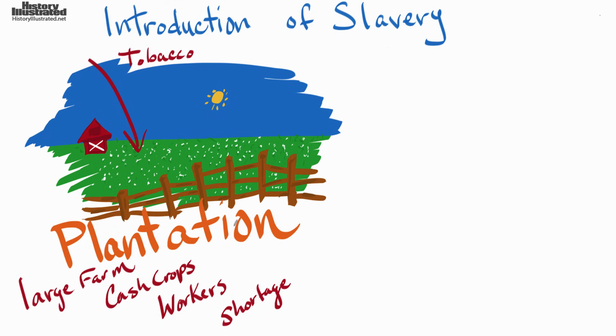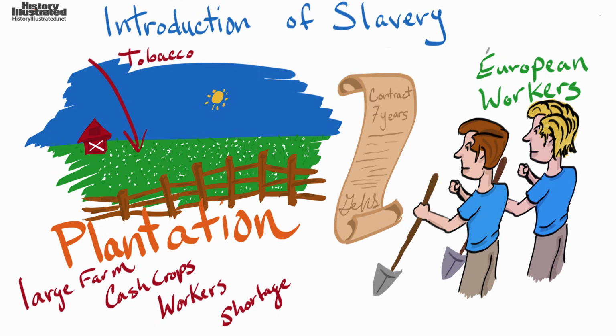So these farmers had to turn to other places to get people there. So most of these early people coming over were indentured servants from Europe, and they would owe money or be in debt to get to the New World. So they didn't have enough money to get there. So oftentimes farmers would pay for their passage over and they would owe them money.